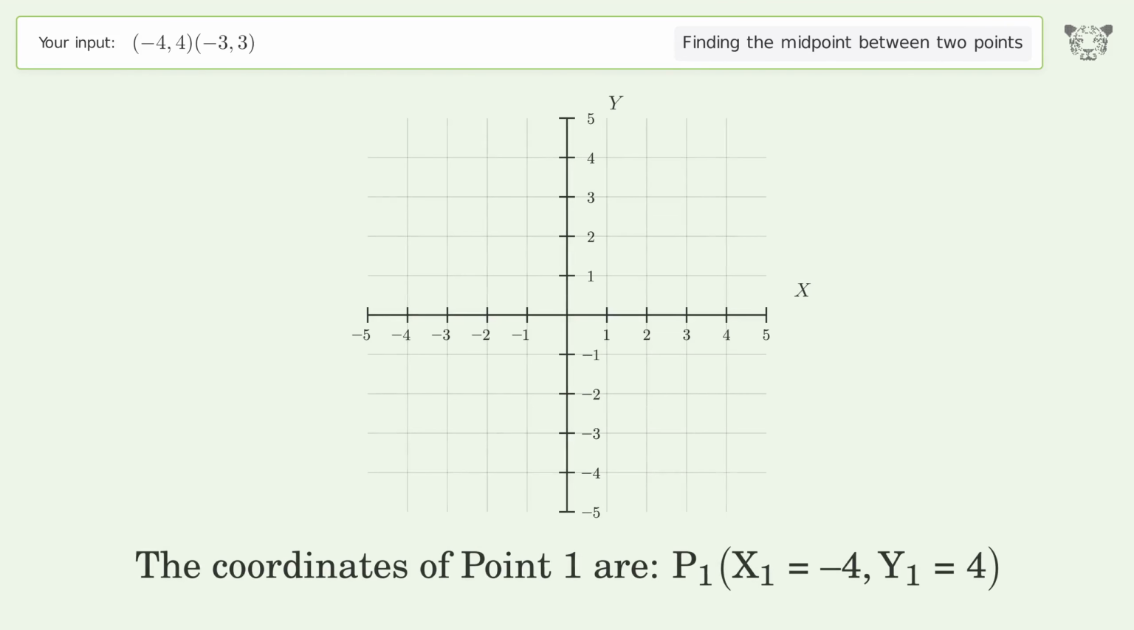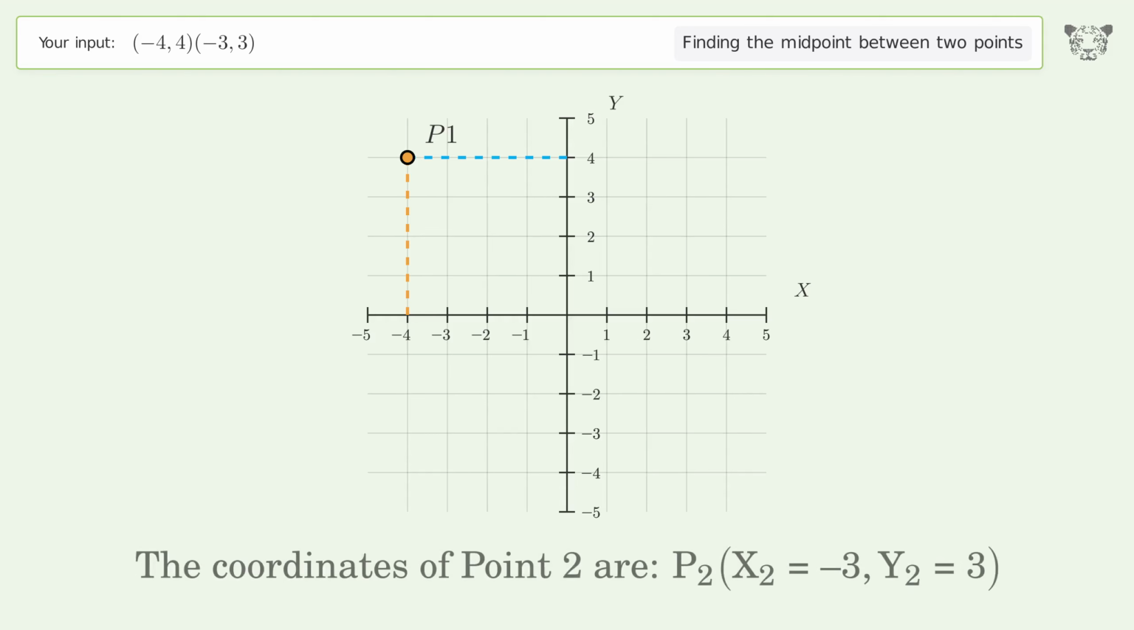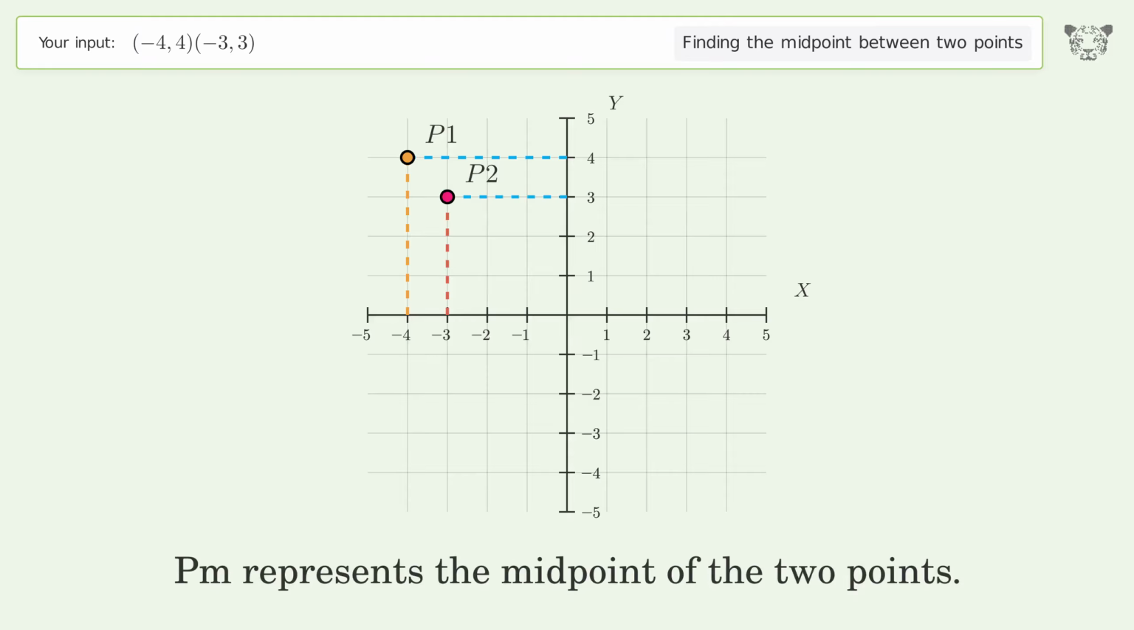The coordinates of point 1 are, x1 equals negative 4, y1 equals 4. The coordinates of point 2 are, x2 equals negative 3, y2 equals 3. PM represents the midpoint of the 2 points.